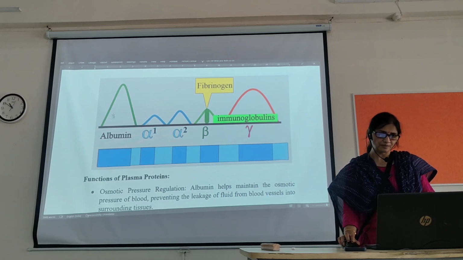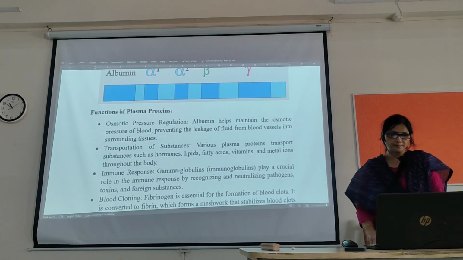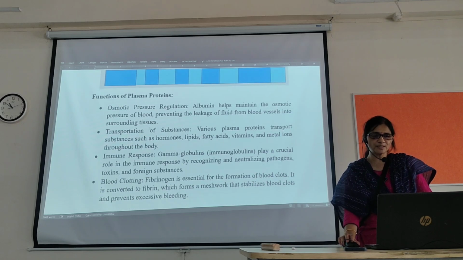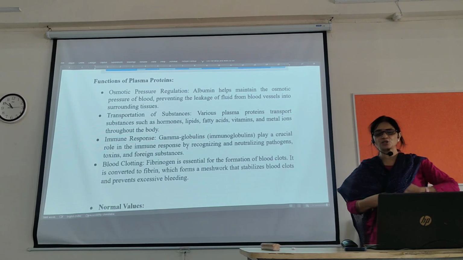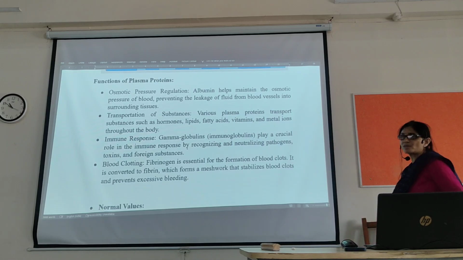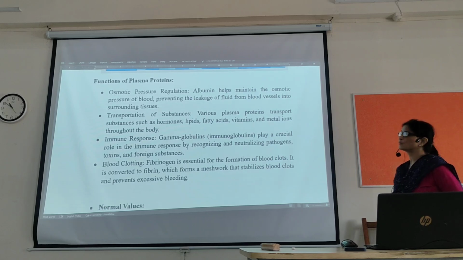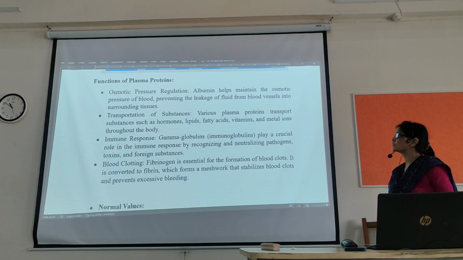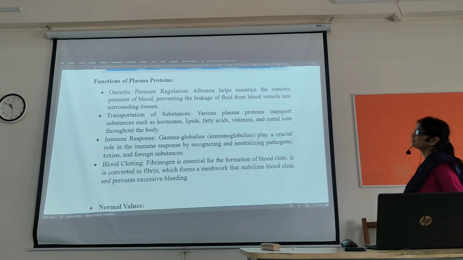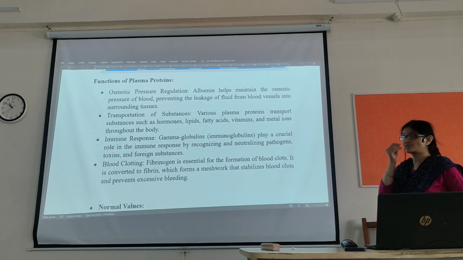Okay, this is the carbon structure you have seen under the microscope after the analysis of this plasma protein. So functions of these plasma proteins, let's see. The osmotic pressure regulation is there, that is, albumin helps maintain the osmotic pressure of blood, which prevents the leakage of fluid from the blood vessels into the surrounding tissue. Then transportation of substances. Various plasma proteins transport substances such as hormones, lipids, fatty acids, vitamins and metal ions throughout the body.